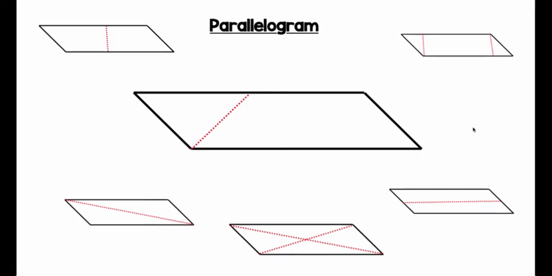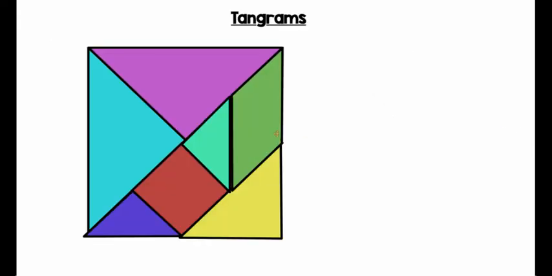In our last few examples, we were focused on taking shapes and subdividing them or breaking them apart. What we want to look at now is taking shapes and building other shapes. One of the best ways to do that is using tangrams. Tangrams is a 7-piece puzzle, and it has two large triangles, one medium triangle, two small triangles, one square, and one parallelogram. You can use these shapes to make a ton of different designs.